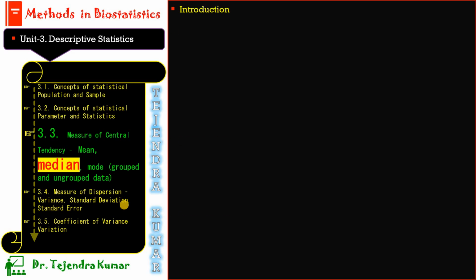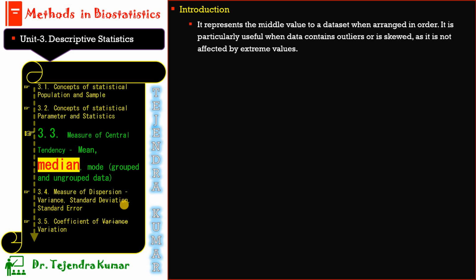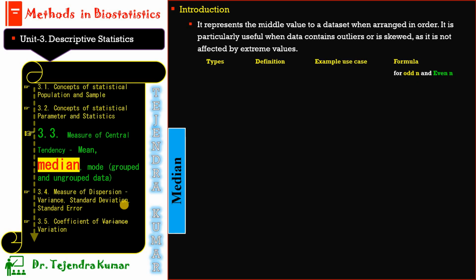Okay, next is the median. Now let's discuss the median. So first is introduction. Median represents the middle value of a data set when arranged in order, and it is particularly useful when data contains outliers or is skewed, as it is not affected by extreme values. Here are the different types of data, and for which type of data which type of median will apply. Let's see.